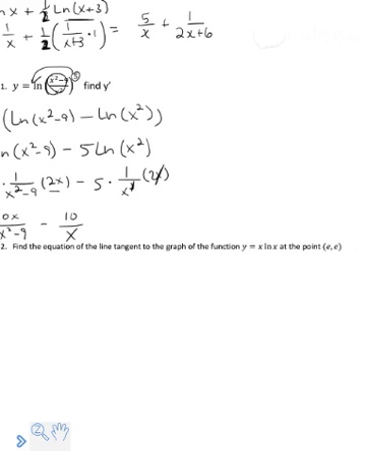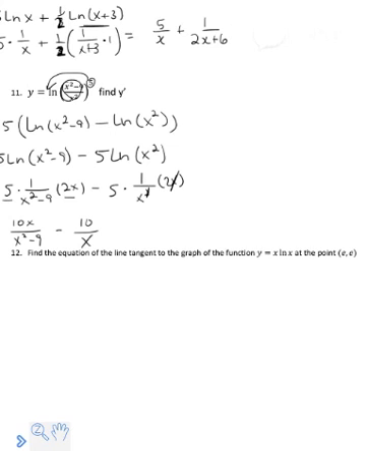And question 12, find the equation of the line tangent to the graph of the function y equals x natural log of x at the point e comma e. So we've got to find y prime. The derivative is a function that can tell us the slope of a tangent line at any given point, and in order to make the equation of a line we have to have a slope. So that means we need the first derivative, and here we've got a point, so we have a point and the slope. So y prime, if we look at this, we've got the product of two functions.